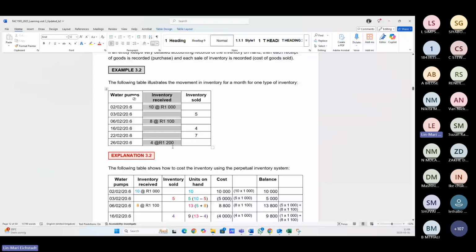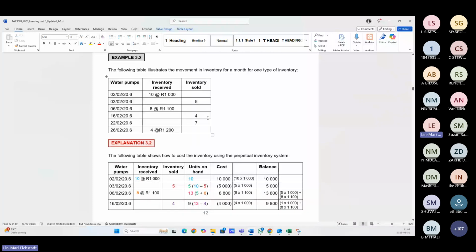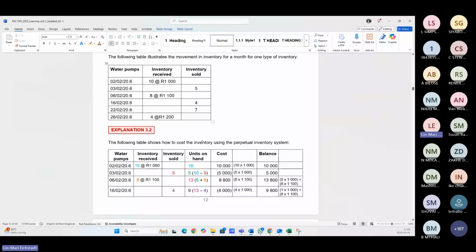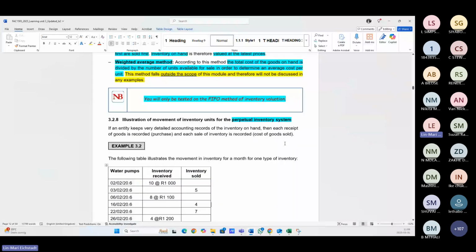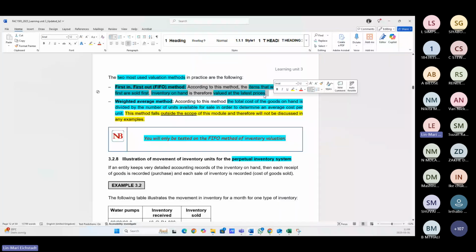This is when we sold things. And then the following table shows how to cost the inventory using the perpetual inventory system. And please ensure that we only use the first in, first out method, which means that we assume that items purchased first are sold first, and inventory on hand is therefore valued at the latest prices. And this example will explain it in more detail.